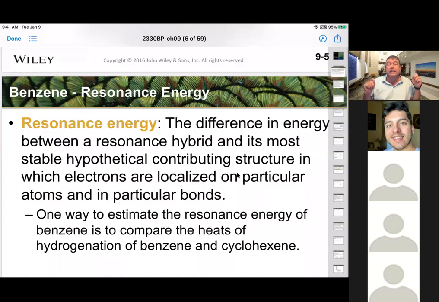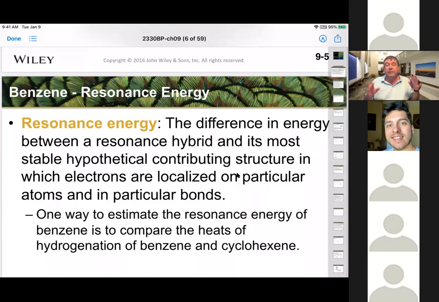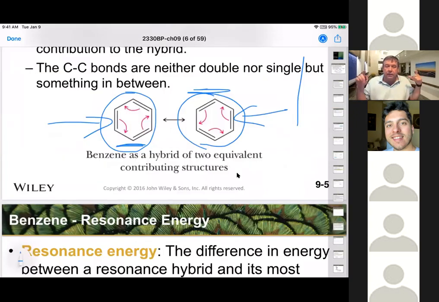So now, if we can do that in a ring like this, what we gain is what we call resonance energy. It's the difference in energy between the resonance hybrid and its most stable hypothetical structure. So in this case, this is a stable hypothetical structure and this is a stable hypothetical structure, but benzene has a different energy. It has a greater stability than you'd expect it to. And so that difference between this structure here and this structure here means there's something else. That's our resonance structure. And that energy that gives us our stability is called our resonance energy.